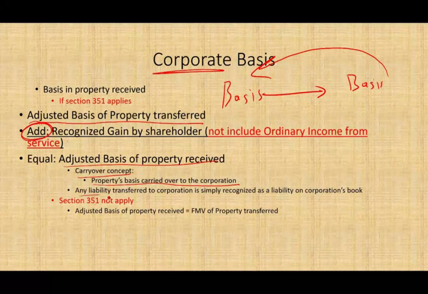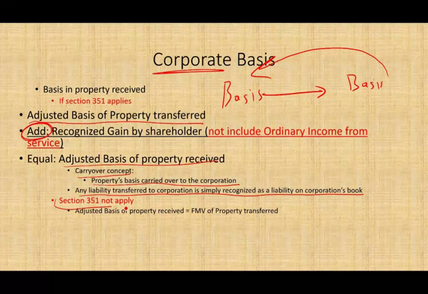Any liability transferred to the corporation is simply recognized as a liability on the corporation's books. If you transfer a liability, the corporation will have to carry it on the books. They cannot treat it as anything else. If you transfer 10,000 worth of a loan, they cannot treat it any other way, because the bank, the lender, the creditor wants to be paid 10,000. The corporation cannot say, you gave me 10,000, I'm going to record it as 8. Well, you can record it as 8, but you're still responsible for 10. So the liability transferred to the corporation will be exactly that liability.